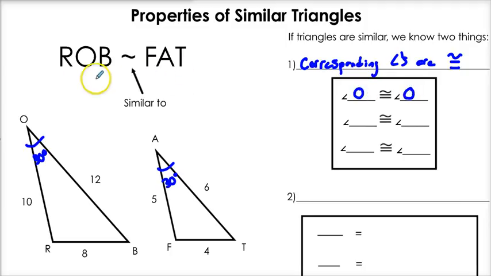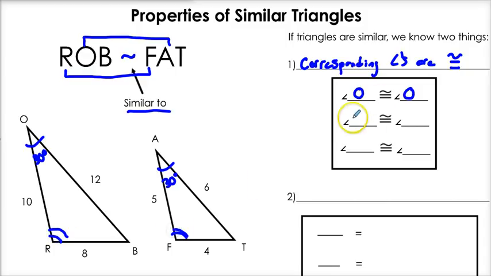Another way to know which angles correspond is that the order of these letters matters. So triangle ROB is similar to triangle FAT. See this little symbol right here? That means similar to. We'll be using that a lot. Since they're similar, I know that O and A are going to be congruent. Remember how I keep telling you the order that you put these letters in matters? That's because it tells you what's congruent. O is congruent to A. Also, I could say R is congruent to F. See how those are both the first letters? So R is congruent to F.